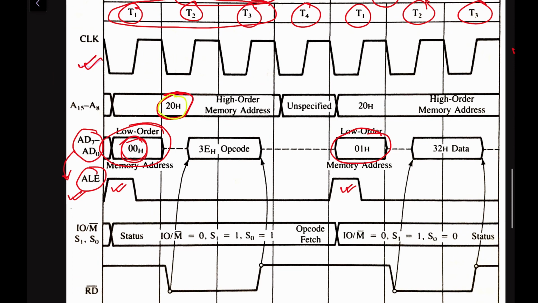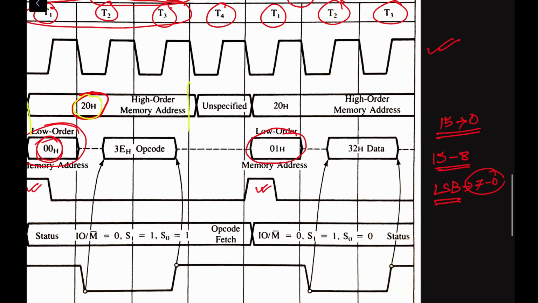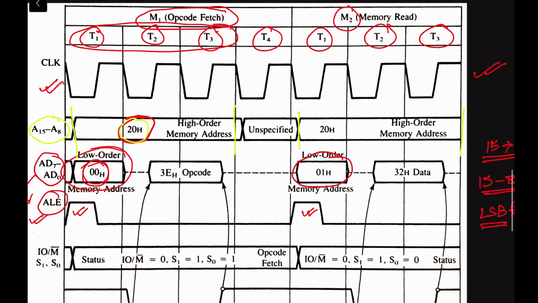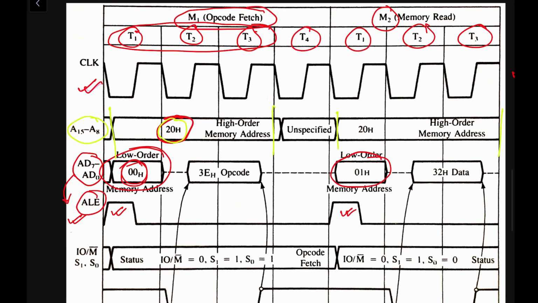One thing you have to keep in mind is that in the case of address bus A15 to A8, whenever we load something in the address bus, it will remain there for 3 clock cycles. Here also you can see the 3 clock cycles it is remaining. In the case of memory read also we have 3 clock cycles it is remaining. So this is one important point you have to keep in mind.